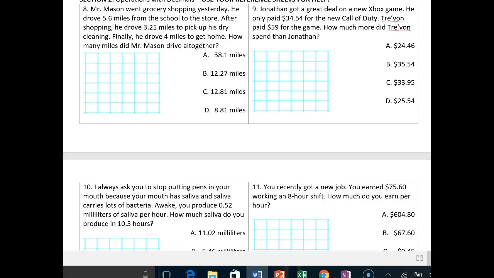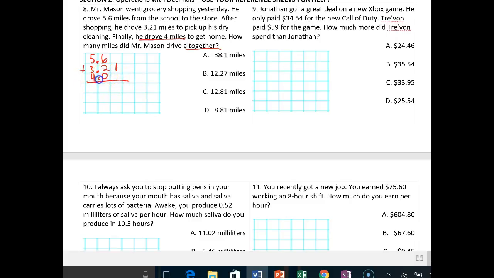Number 8, Mr. Mason went grocery shopping yesterday. He drove 5.6 miles from school to the store. After shopping, he drove 3.21 miles to pick up his dry cleaning. Finally, he drove 4 miles to get home. How many miles did Mr. Mason drive all together? So a lot of you did 5.6 plus 3.21, and then you stopped there. No, but he also drove 4 miles, so you've got to add in the 4 as well to get home.